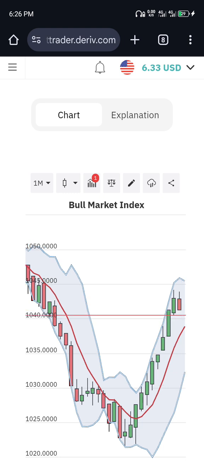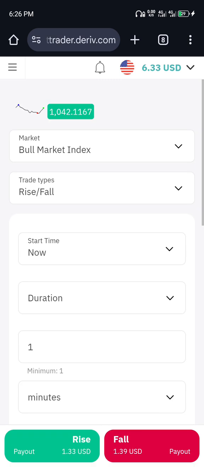Okay, the next candle is about coming out. Let's see. It's kind of consolidating. We want to see a strong move. You see, had we followed, it would have swindled us.